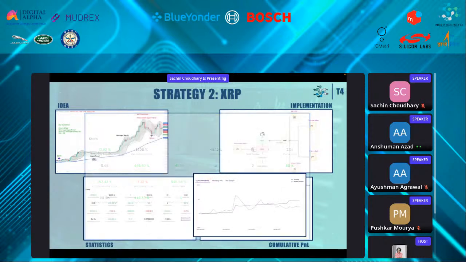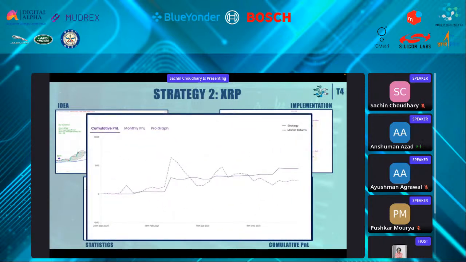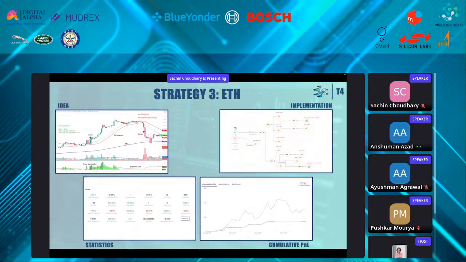Moving on to the cumulative PNL. We can see that the graph which we obtained for our strategy is really good, I believe, and has beaten the market return. And you can see the progressive increase in the graph, which is really good, I believe, in the case of XRP.